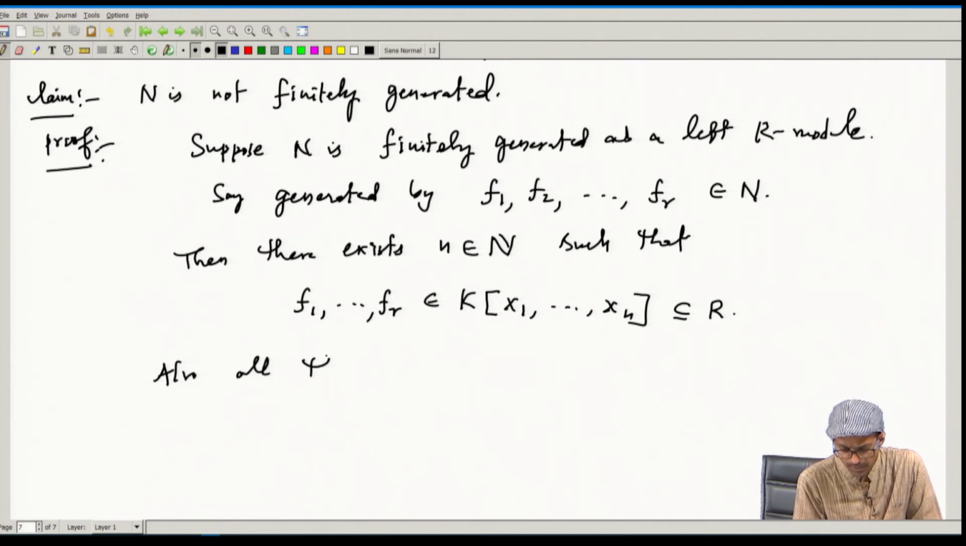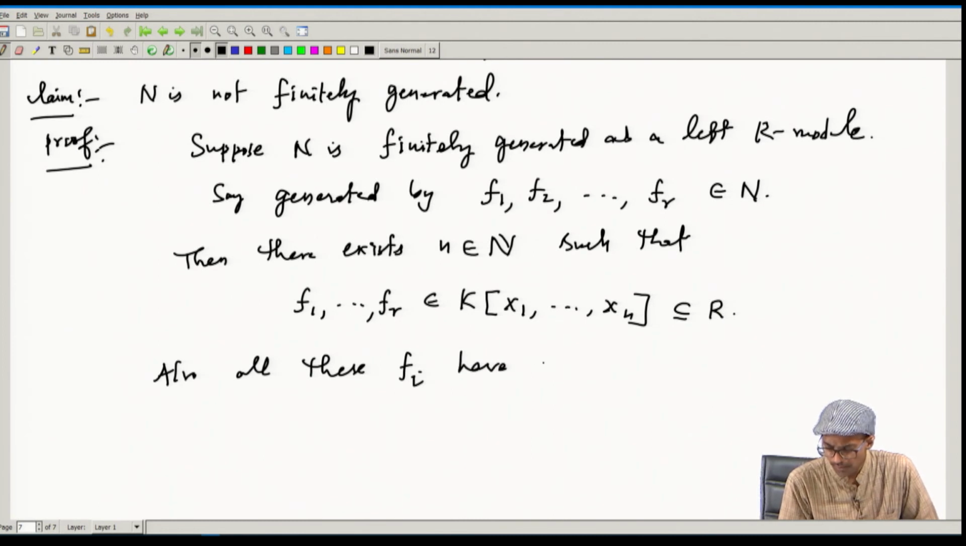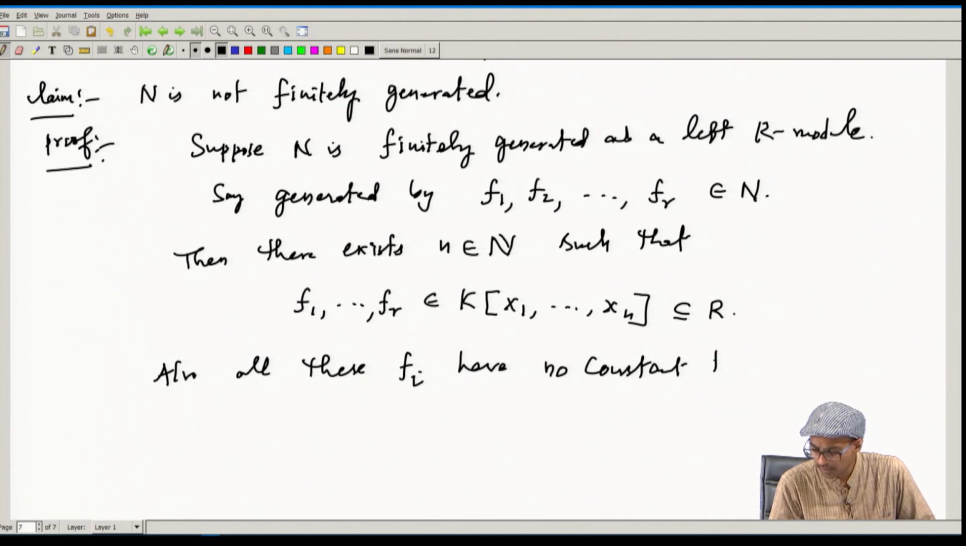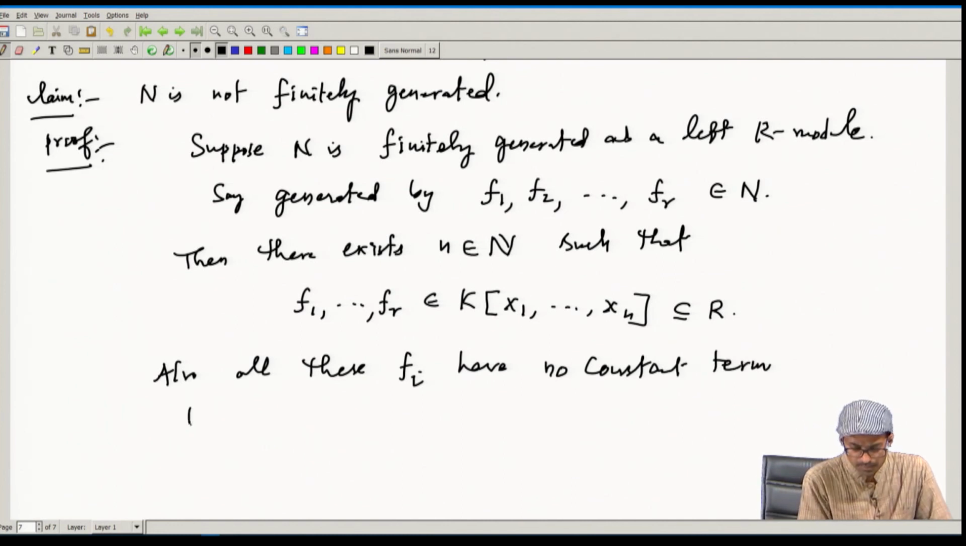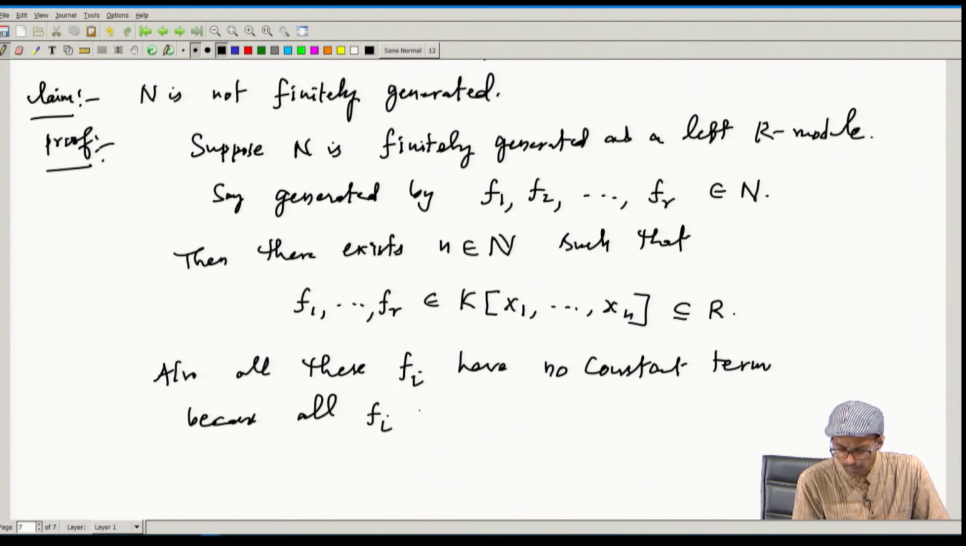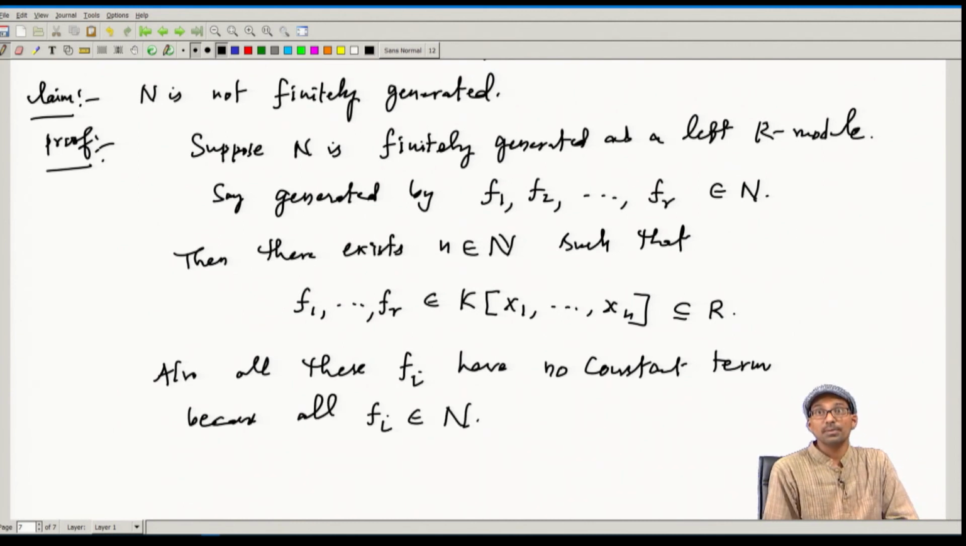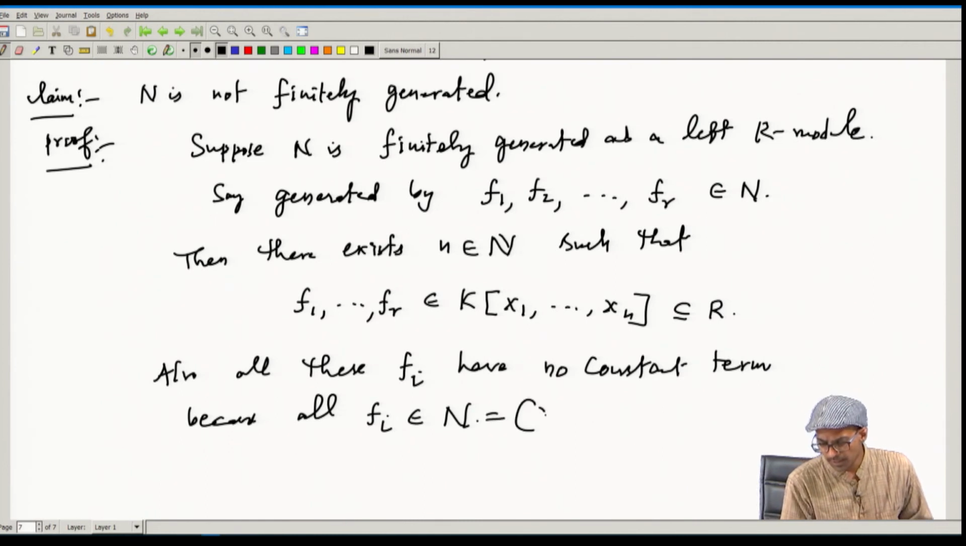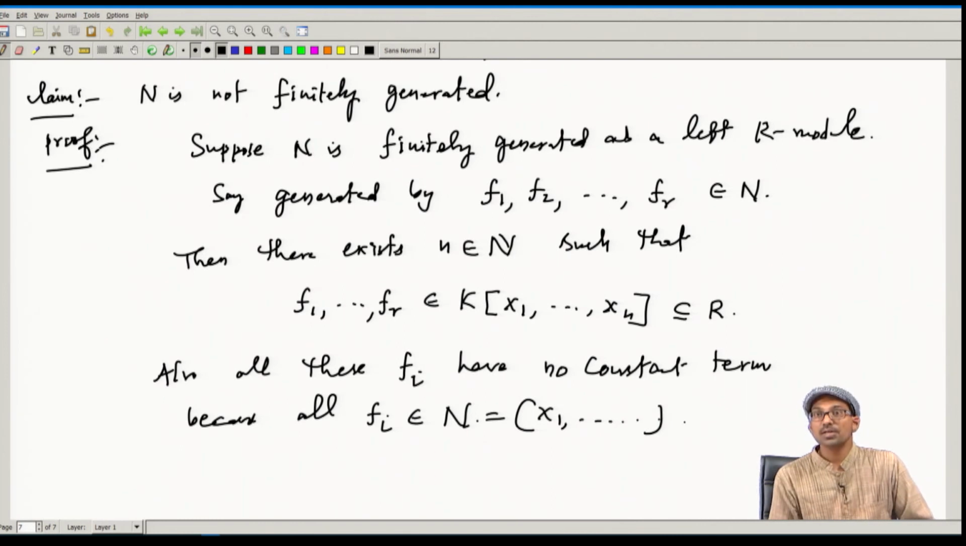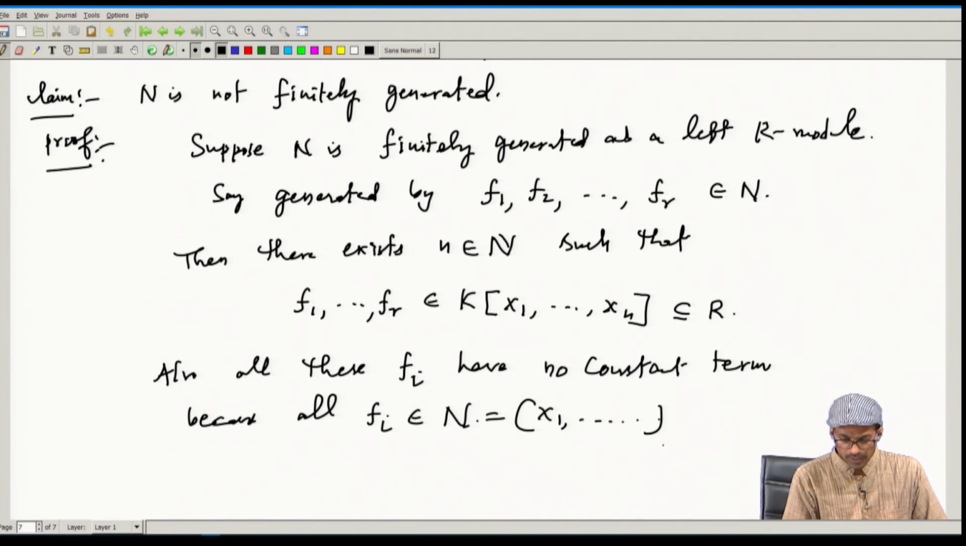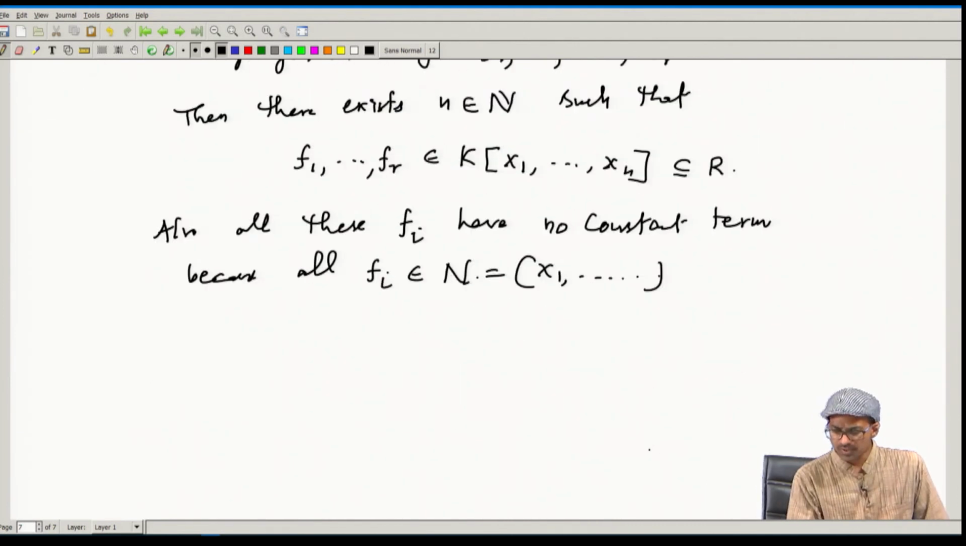And also all these fi's have no constant term. Why? Because all fi's belong to N. It is generated by the variables. So N is nothing but the ideal generated by the variables x1, x2 and so on. So if there is a constant term, then it cannot belong to N.